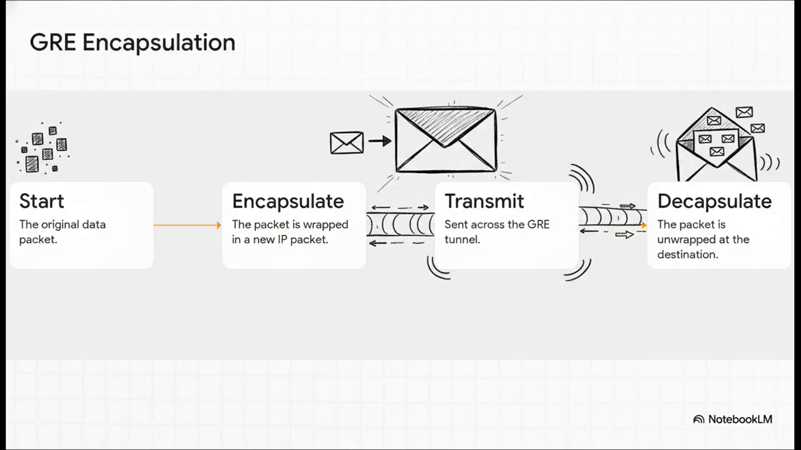And the process itself is beautifully simple. You start with your original data, right? GRE then encapsulates it, which is just a fancy way of saying it puts your data in a new digital envelope with a new address on it. This new packet zips across the internet to the tunnel's other end, where it gets unwrapped, or decapsulated, and poof, there's your original data, safe and sound.